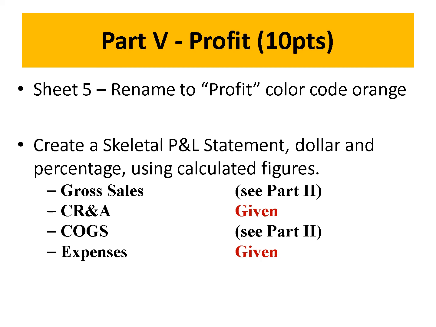The gross sales will come from part 2 of the assignment. I have given you the customer returns percent. The cost of goods was calculated by you also in part 2, and I have given you expenses to consider for the boutique. So again, here you want to create a P&L statement. Review Chapter 1 on the P&L. You want to create this in dollars and percentage.